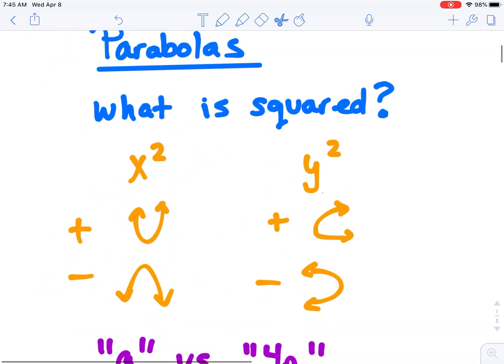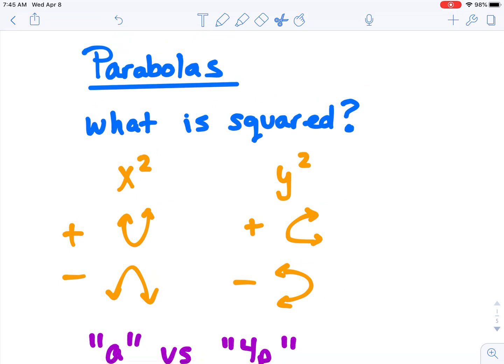For parabolas, you want to think about what is being squared. Is it positive? Is it negative? That's going to help you with what direction it opens. If it's an x squared and it's positive, it's going to open up. If it's negative, it'll open down. For a y squared that's positive, it will open to the right, and a y squared negative would open to the left.